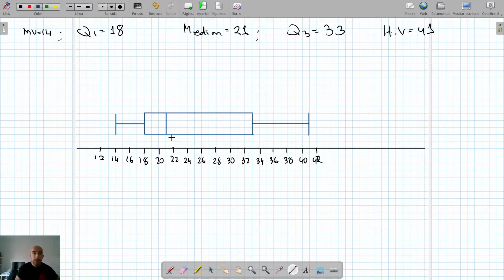Okay, so what information can we obtain from a box and whiskers plot? We can get a lot of data just by looking at the plot. Things that we can find. First of all, they might ask us for our range. Remember that the range is the difference between the highest and the lowest value that we have. So that would be 41 minus 14, 27.